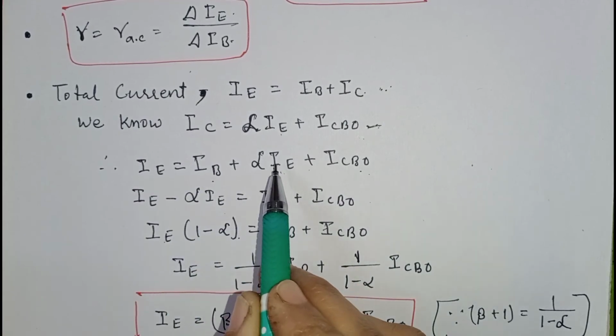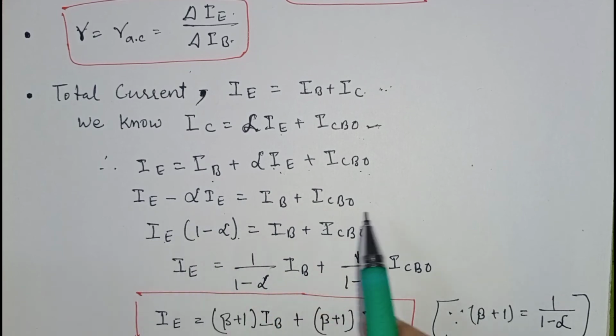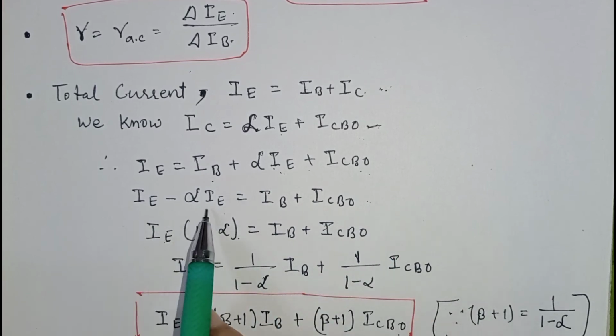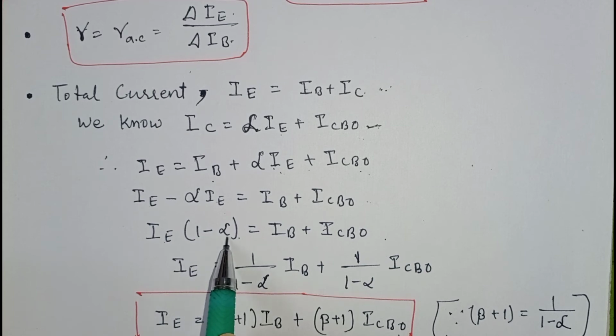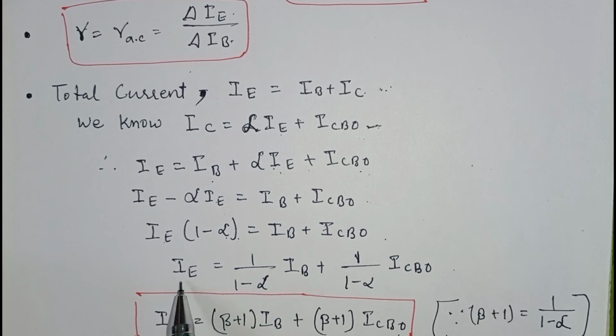Now we will take this term to the left side, so the expression becomes this one. Now we will take IE common here, and the expression becomes this one. So now we will take 1 minus alpha to the right side in the denominator. Now the expression is this one. This is IE equals 1 upon 1 minus alpha IB plus 1 upon 1 minus alpha ICBO.